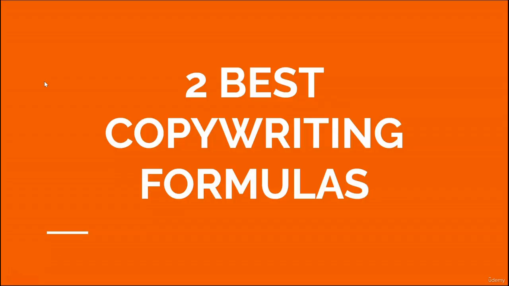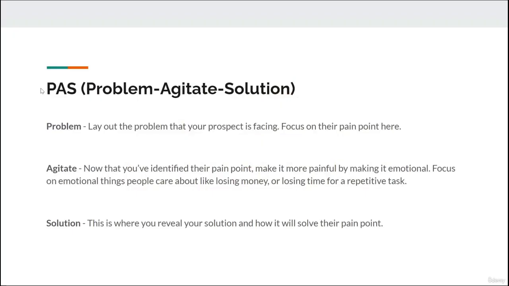Now what I'm going to do is walk you through the 2 best copywriting formulas that you can follow to make sure anything you write is informative. It's going to draw on their emotional aspects. And they're 2 of the best formulas out there that have been used across studies to make people respond to something, take action. So the first is called PAS, which stands for problem, agitate, and solution.